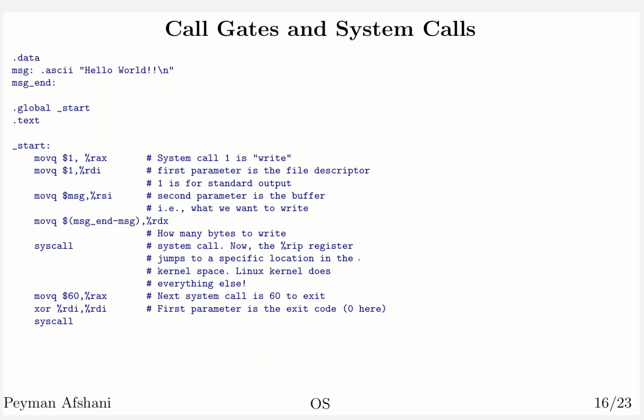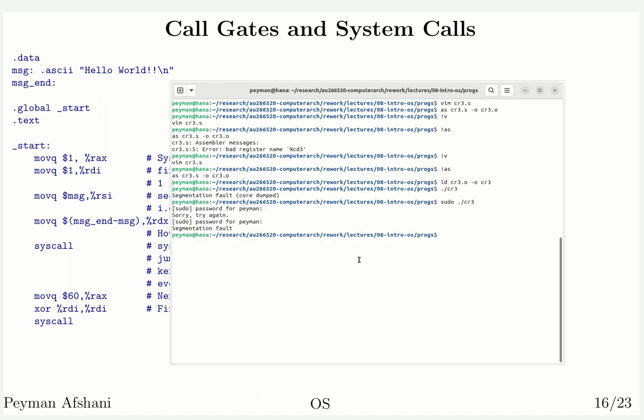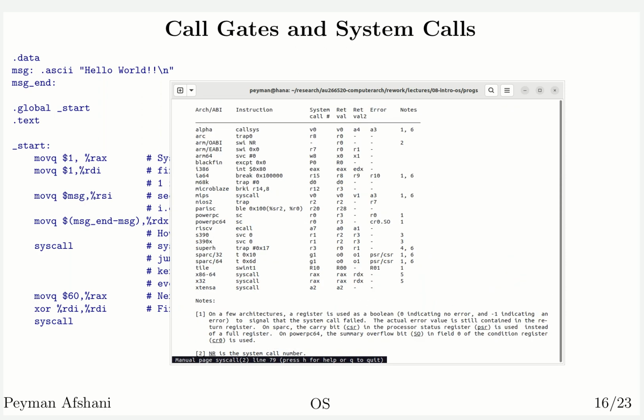In Linux, you can read about system calls using two manual pages. I'm going to show them quickly on the screen. If you run man syscall, this is a manual page that specifies how parameters are passed. So if you look up, this is 32-bit ARM. You would put the syscall number in R7. In an Intel machine, you would put the syscall number in RAX.